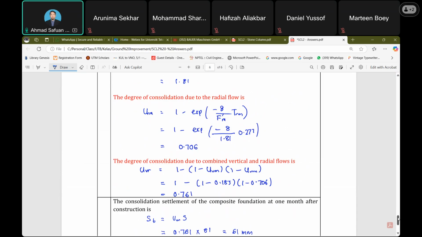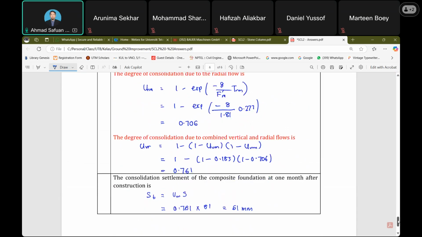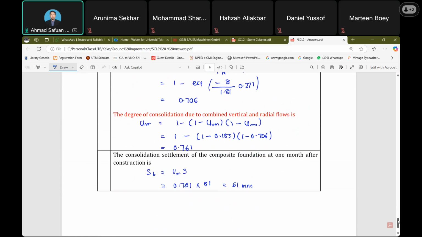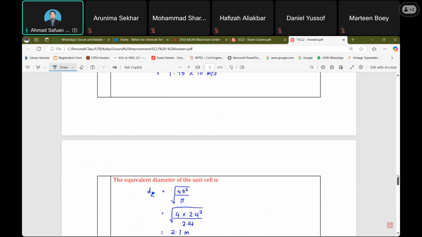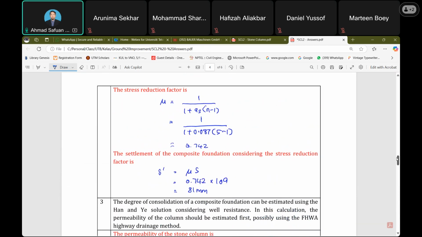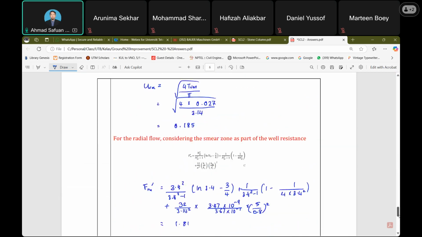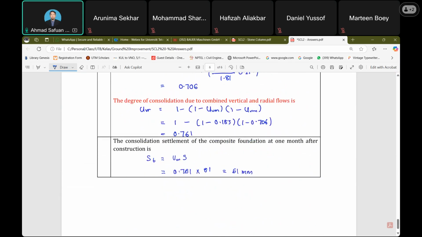Then after a month, how much settlement happens? 0.761 multiplied with the 81. Where do we get the 81? From here. So that is the amount of settlement due to the 1 month installations. So that is for the second example.